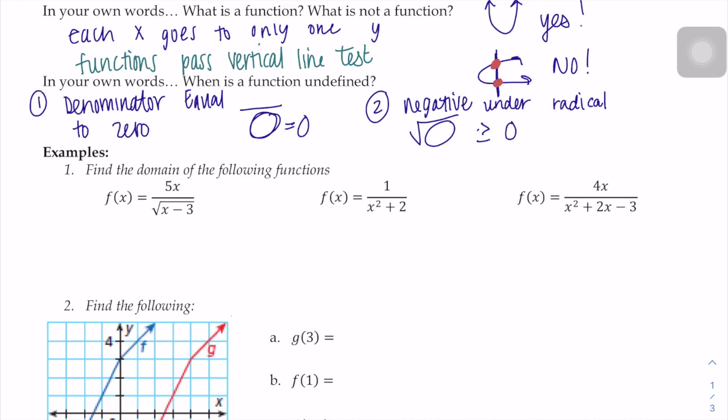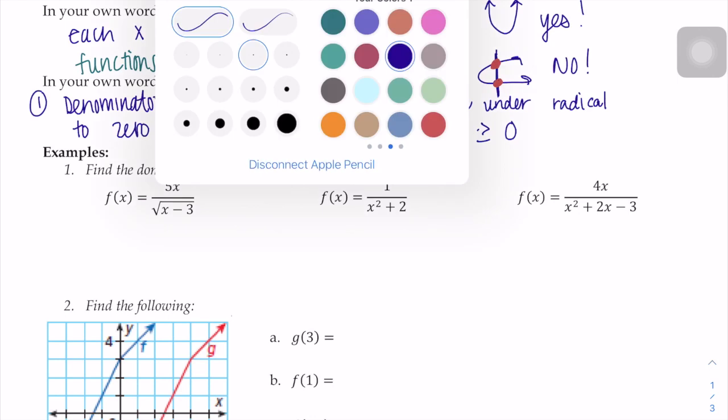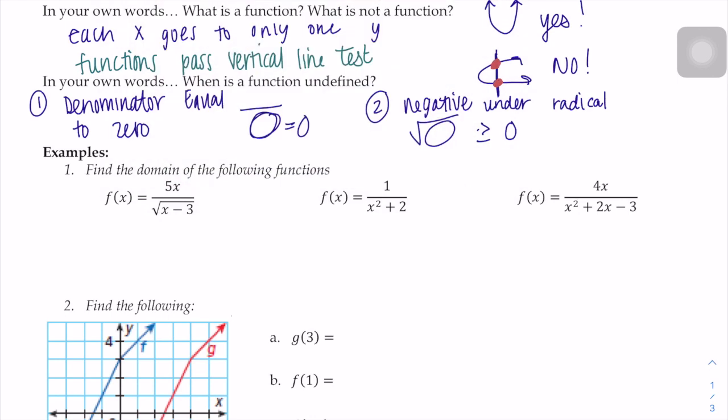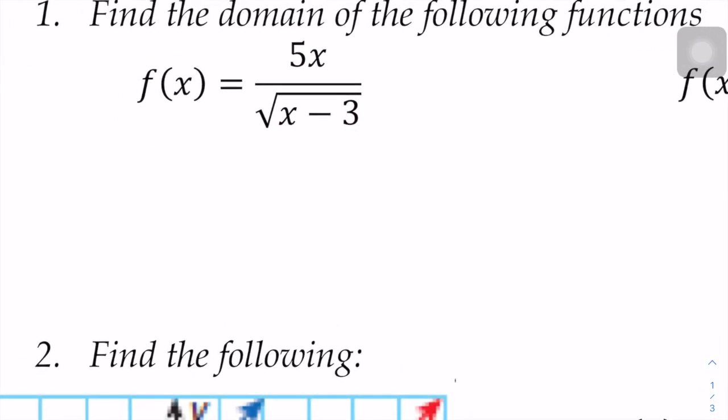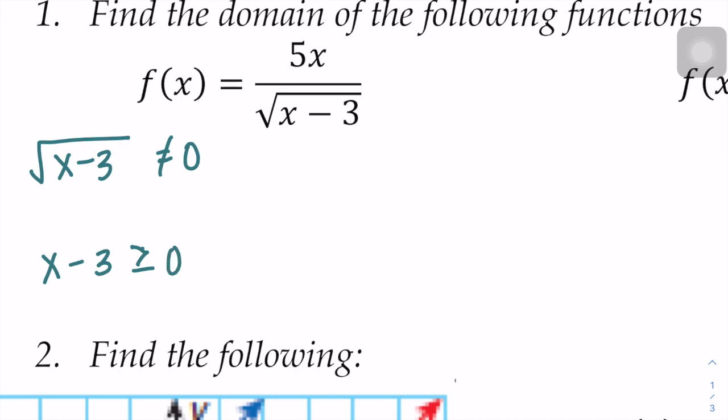So let's dig into these functions and start determining what their domains would be based off of those undefined portions that we need to leave out. Okay, so here's our first example. We've got 5x over the square root of x minus 3. Well, we've got two things here. We can't have the square root of x minus 3 equal to 0. I'm going to put a line through that equal sign, because then our denominator would be equal to 0. We know that's undefined. That's back from Algebra 1. The other part, we cannot have x minus 3 being less than 0, so it has to be greater than or equal to 0.